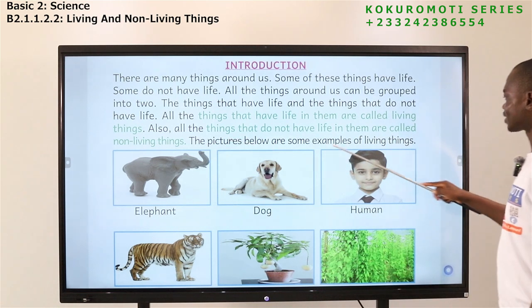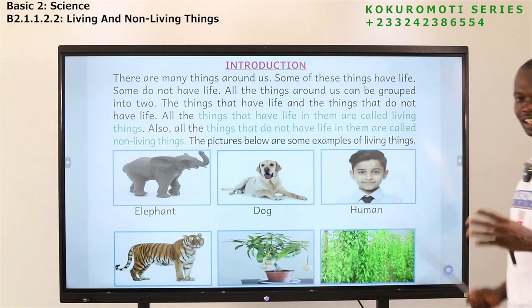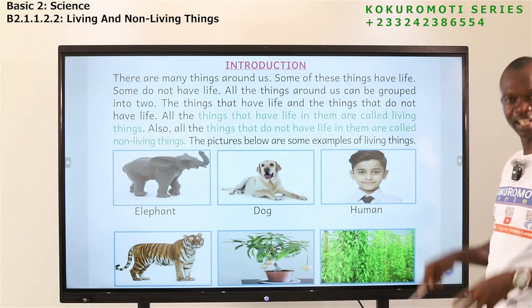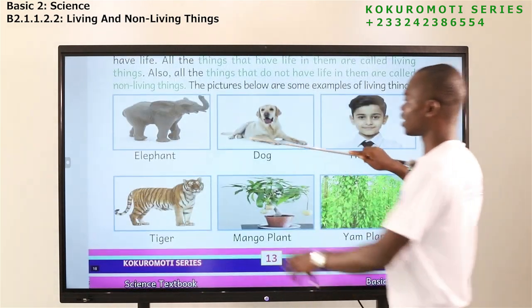The pictures below are some examples of living things. We are looking at those that have life in them. What animal is this?